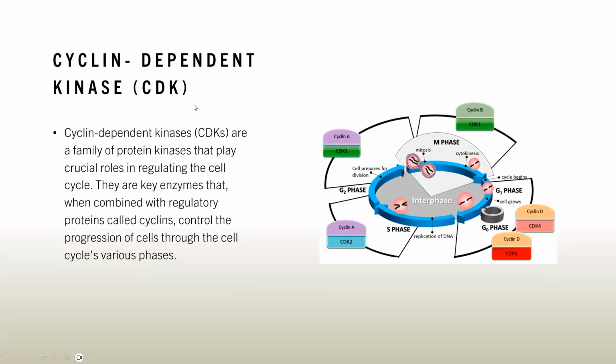Cyclin-dependent kinases, CDKs, which we were discussing. So these cyclin-dependent kinases are a family of protein kinases, or enzymes, that play a crucial role in regulating the cell cycle. They are key enzymes that, when combined with regulatory proteins called cyclins, control the progression of cells through the cell cycle's various phases. Here we can see just an example of how the different CDKs work and at which stage.